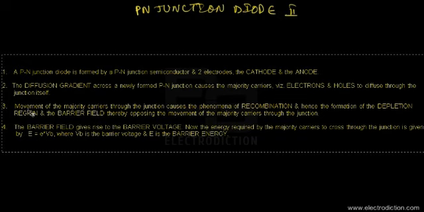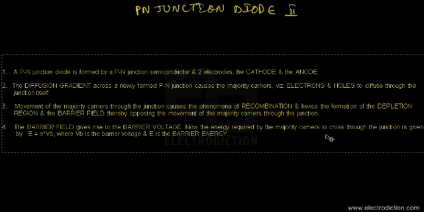Number 3, the movement of the majority carriers through the junction causes the phenomena of recombination, and hence the formation of the depletion region and the barrier field, thereby opposing the movement of the majority carriers through the junction. And last but not the least, number 4, the barrier field gives rise to the barrier voltage.